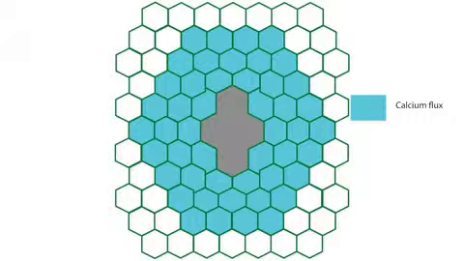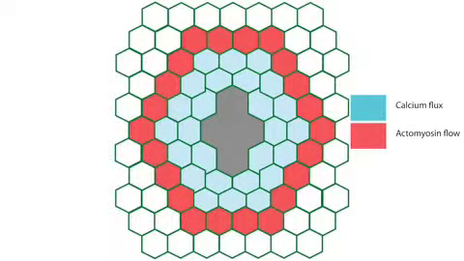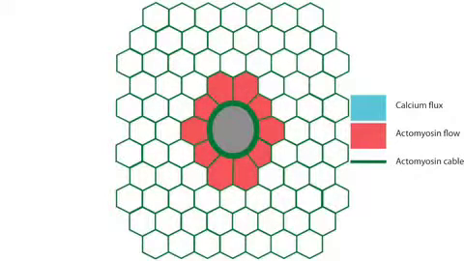Immediately after wounding, there is a dramatic increase of the levels of intracellular calcium that lead to an actomyosin flow that starts a couple of cells away from the wound and flows to the leading edge of the wound, where it contributes to the formation of the actomyosin cable that then contracts to help the wound to close.